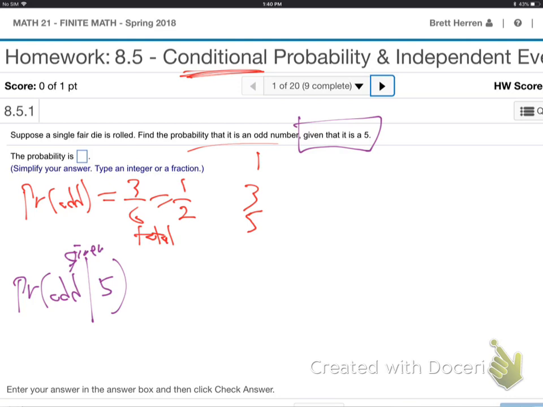100%. If it's a 5, there's no mystery, is there? It's an odd number. It's 1 out of 1. It's 100%. If I got a 5, I got an odd number. The mystery's over. If they're going to tell me exactly what they got, well then, okay, thanks. 100% chance you got an odd number because you got a 5. Does that make sense? So the given is what you know, what they're telling you, and the first part is what you're wondering about. Good? Let's try another one.